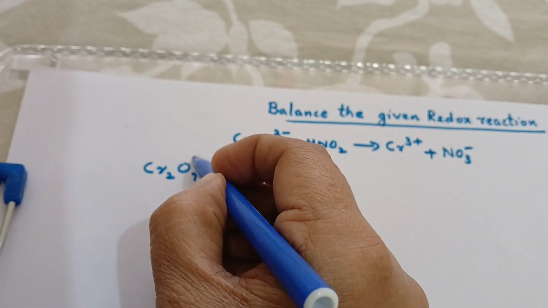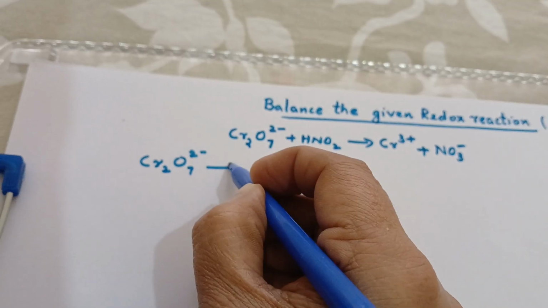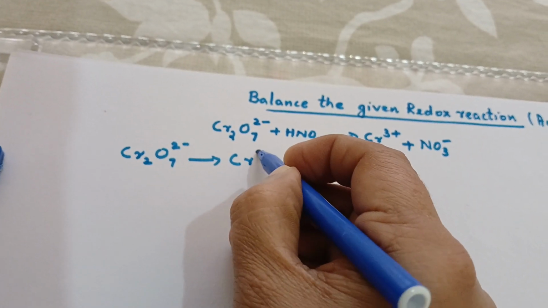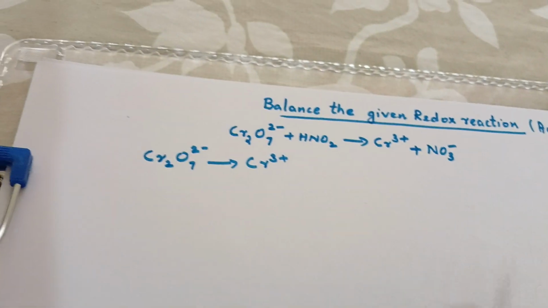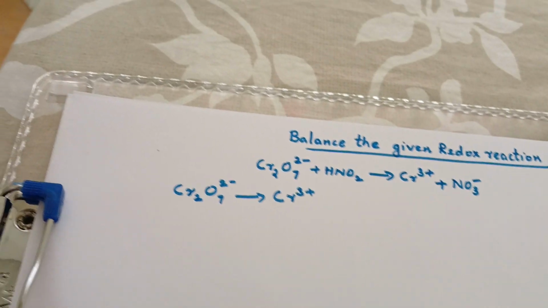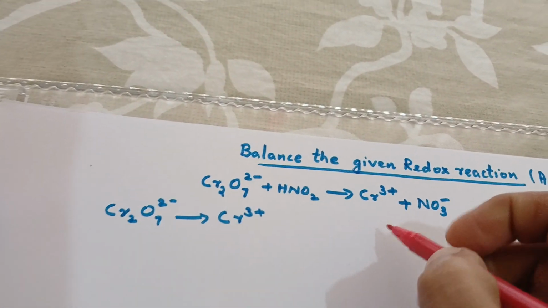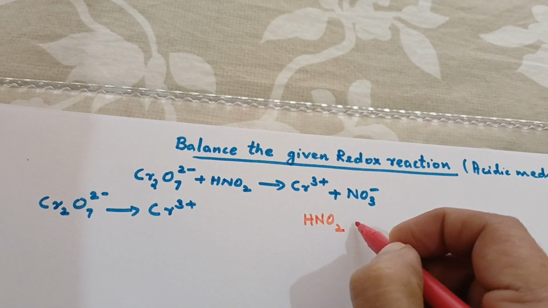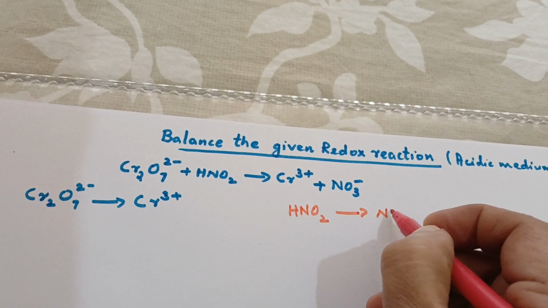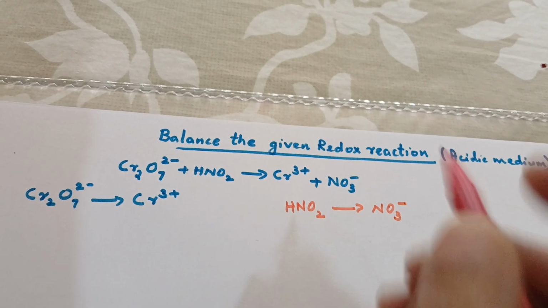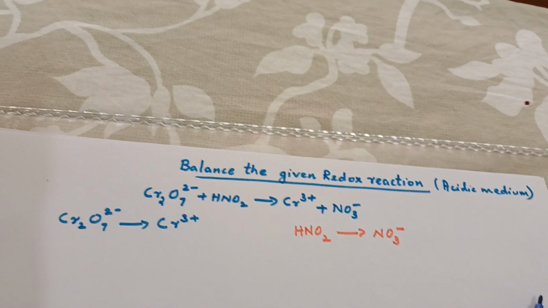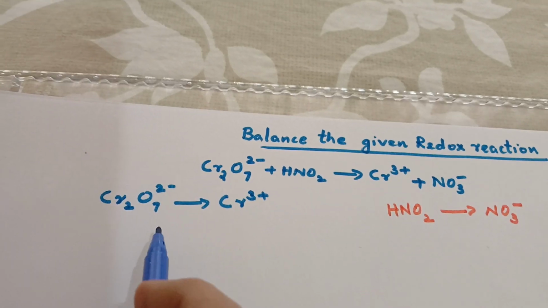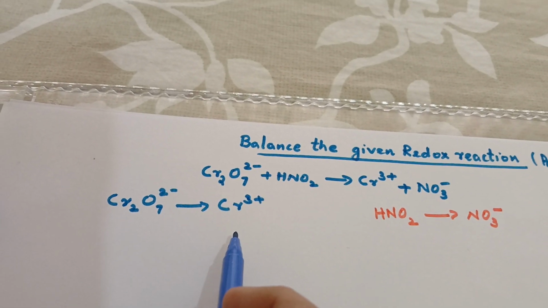Cr2O7 2- giving Cr3+, and the other one, HNO2 giving NO3-. Now let us take this first half reaction.